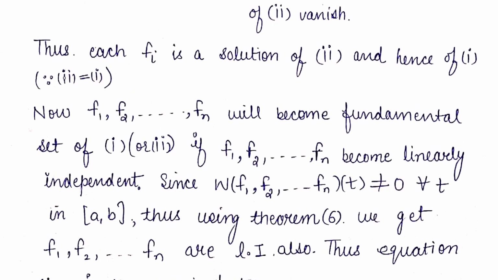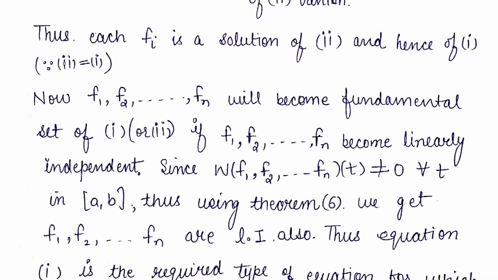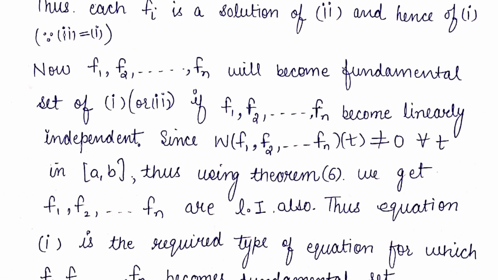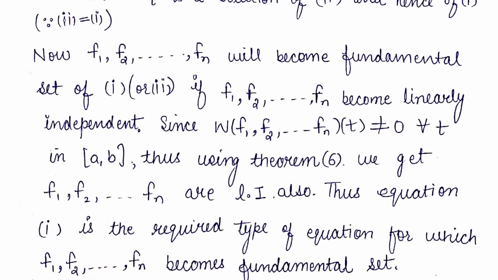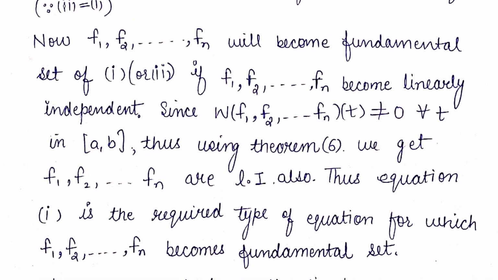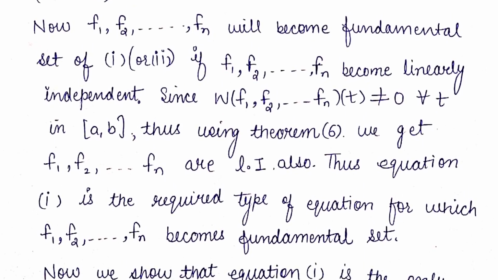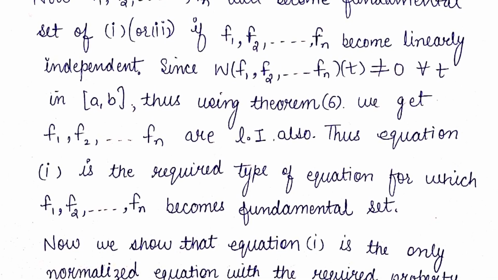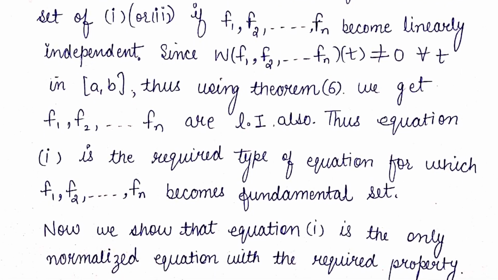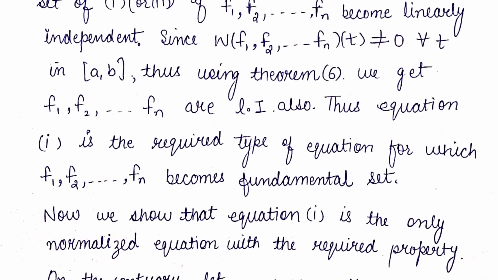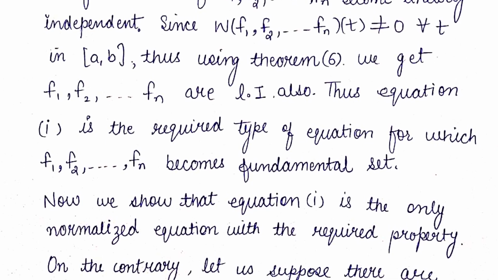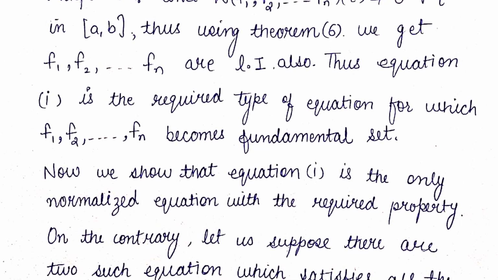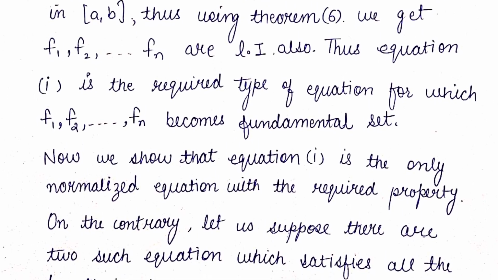Now f1, f2, fn will become a fundamental set if f1, f2, fn are linearly independent. Since the Wronskian of f1, f2, fn is not equal to 0 for all t in AB, using theorem 6 we get that f1, f2, fn are linearly independent also. And this implies that the set f1, f2, fn forms the fundamental set for equation 1. And now we show that equation 1 is the only normalized equation with the required property. That is, this equation is the unique one. There does not exist any other equation having the same set f1, f2, fn as the fundamental set.